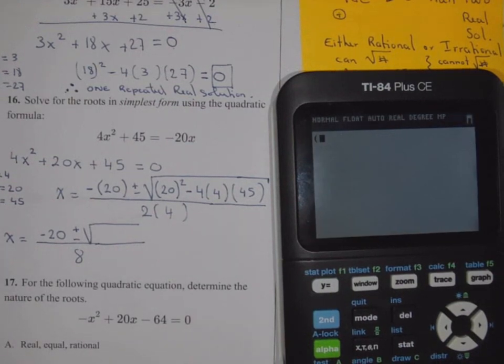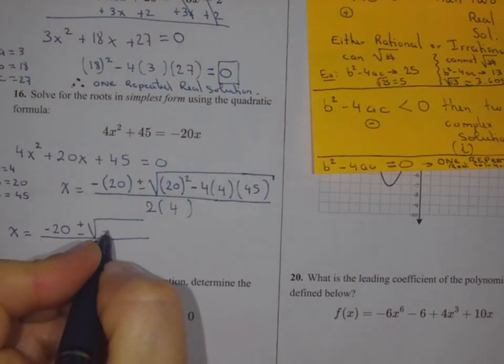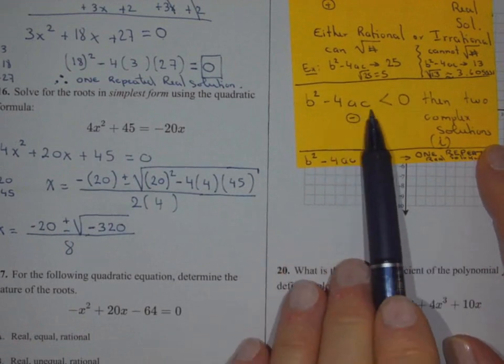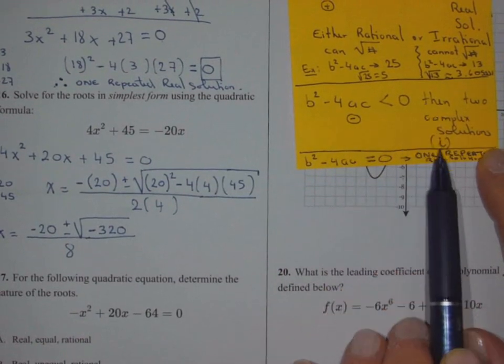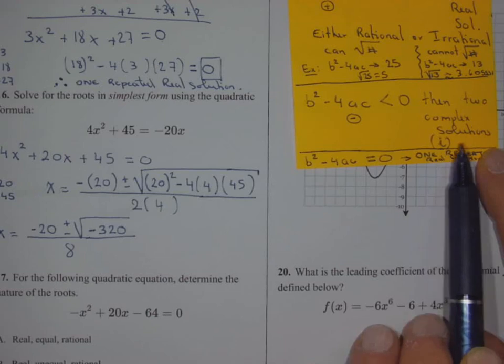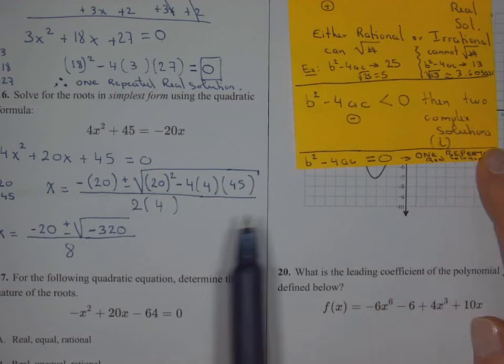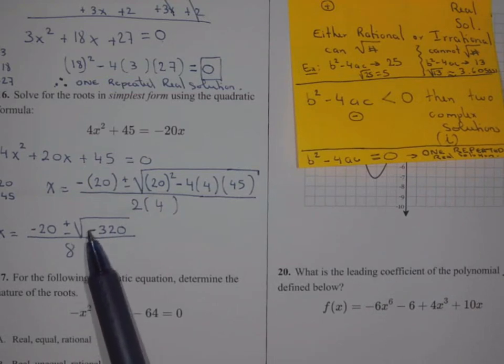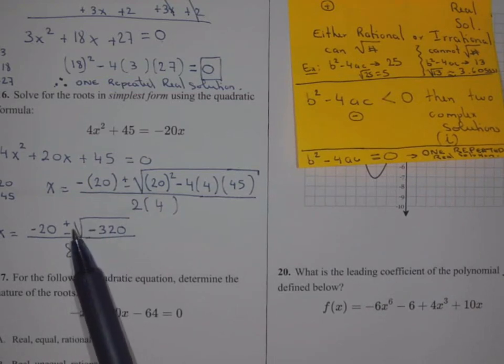So the discriminant is, notice how I put those parentheses there, right? So 20 squared minus 4 times 4 times 45. And that's negative 320. So my discriminant is negative. Well, if it is negative, I already know I'm going to be in this scenario and I'm going to end up with an i in my solution, right? I'm going to have two complex solutions. Okay, so if I have an i, that's what that negative will be. The square root of negative 1 is just i, so it's going to come out as an i.